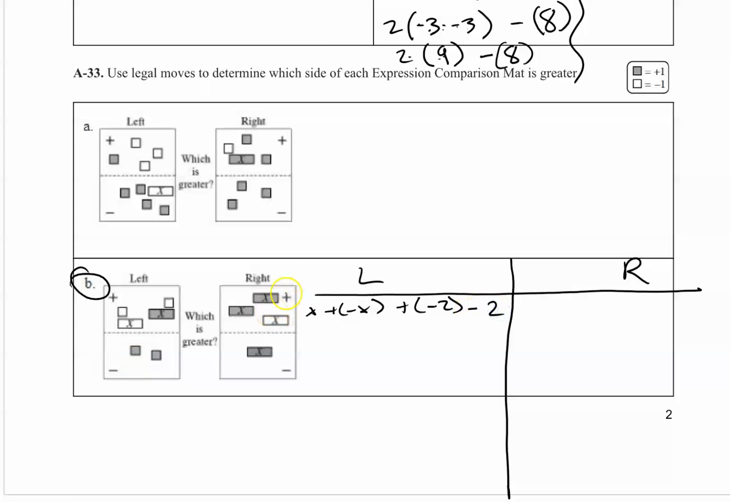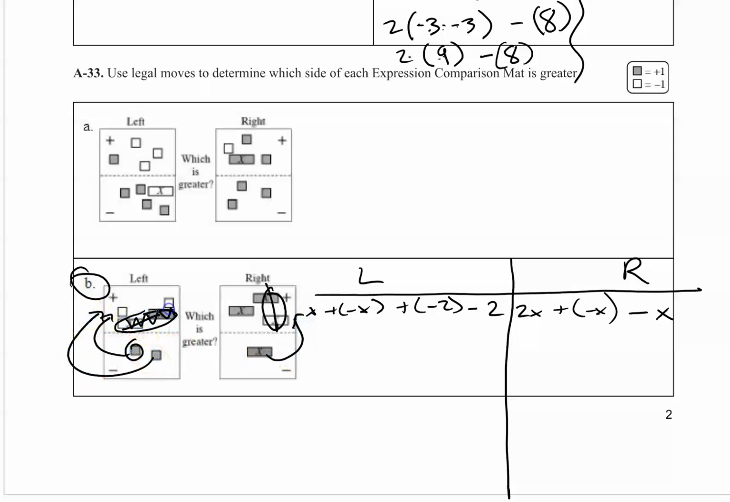On the right-hand side, we've got 2x plus negative x. And then in the negative region, take away x. So these make a 0 pair. Those are going to get dropped. These make a 0 pair. Those are going to get dropped. I'm also going to flip from the negative to the positive region. This is all going to be step 1.